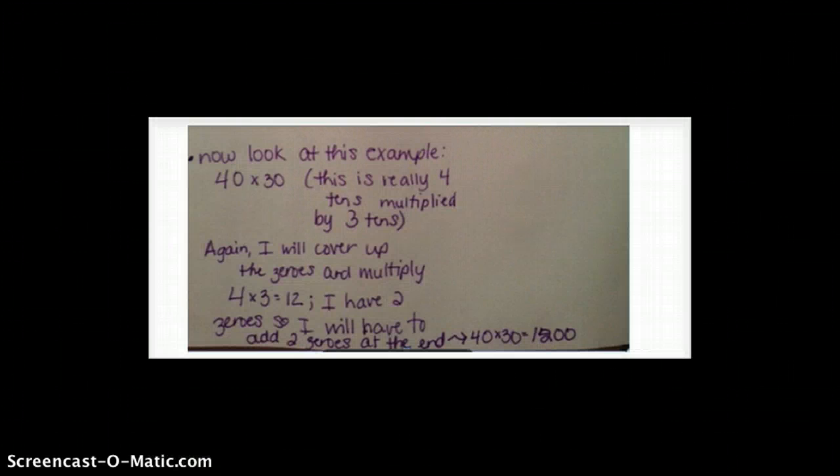Look at this example. 40 times 30. This really means 4 tens multiplied by 3 tens. Again, as I learned in class, I will cover up the zeros. 4 times 3 is 12. In this problem, I have two zeros, so I will add two zeros to the end of my answer. 4 times 3 is 12, but 40 times 30 is 12 plus two zeros at the end, which equals 1200.